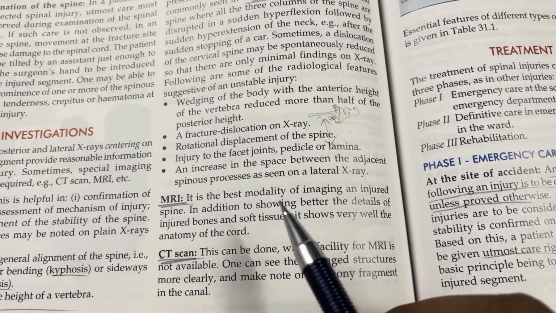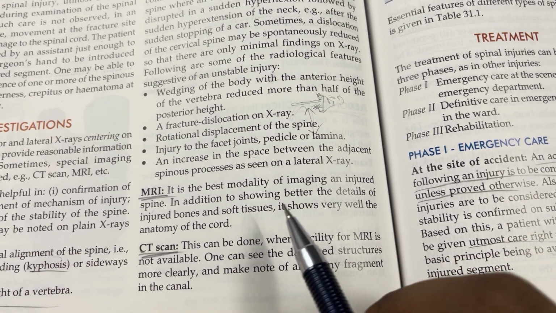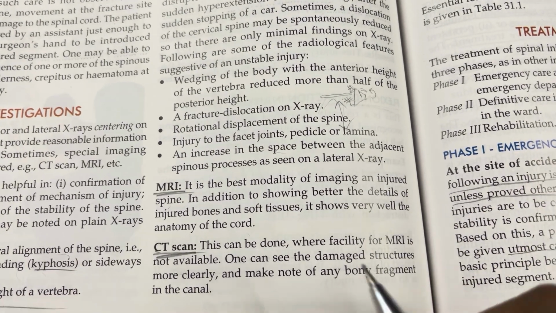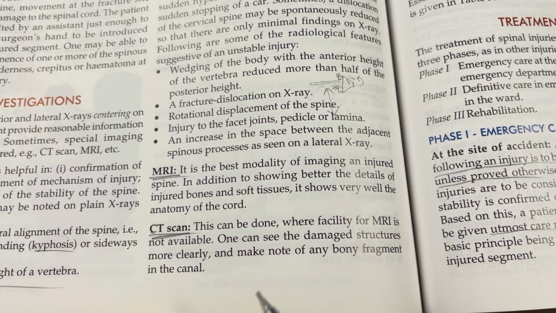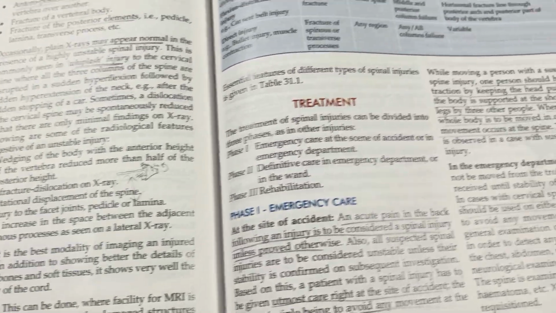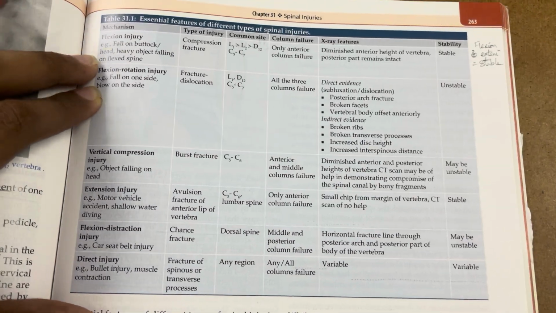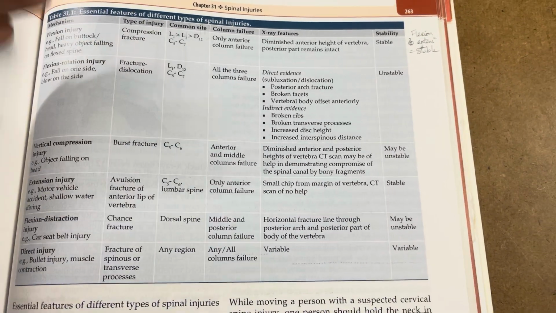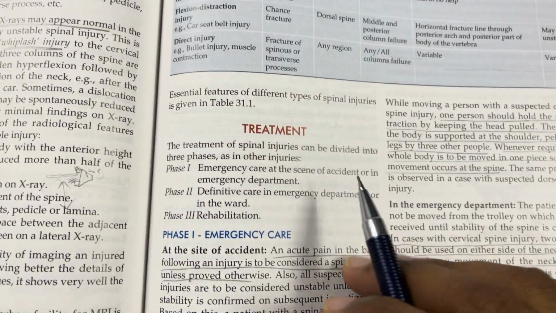Then you can also do an MRI. It is the best modality of imaging in an injured spine. It also shows the anatomy of the cord in addition to showing better details of the injured bones and soft tissues. And where MRI is not available, you can do a CT. You can see the damaged structures and also make note of any bony fragment in the vertebral canal. Here you can see the essential features of different types of spinal injuries. You can just study the table. It is a summary of what we have discussed till now essentially.